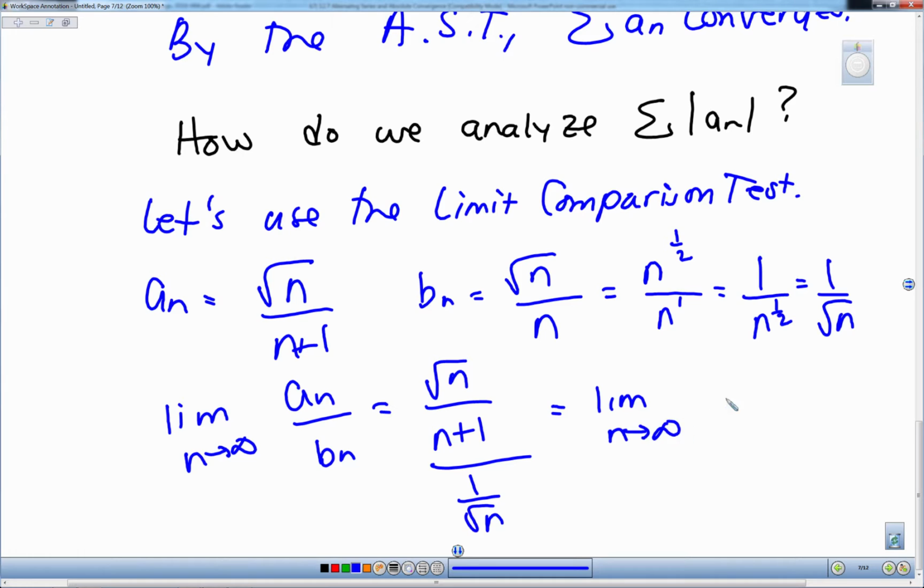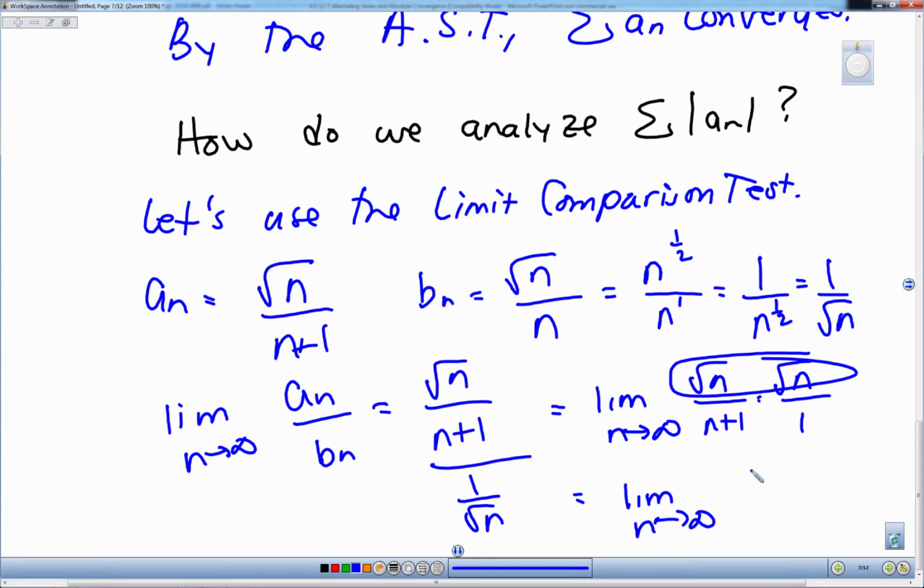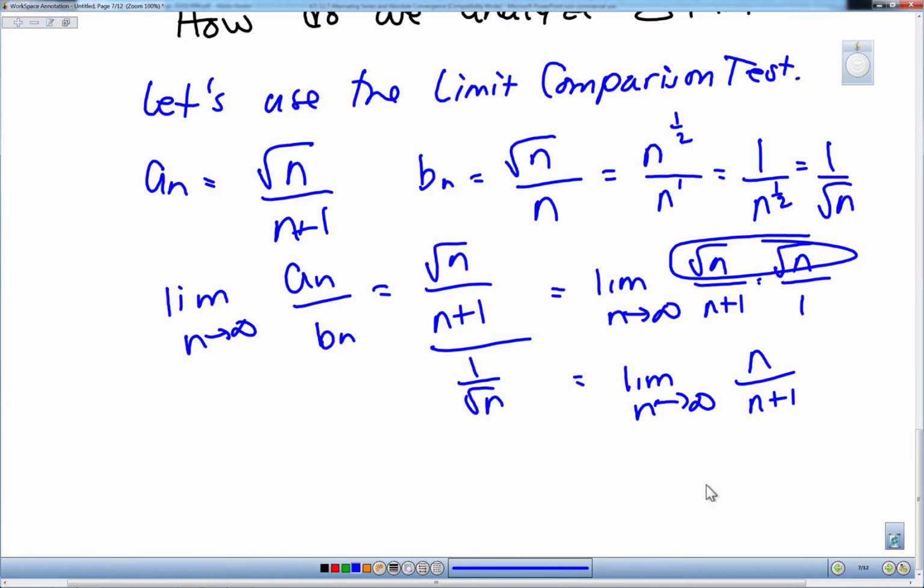Let's simplify that a little bit. If we multiply by the reciprocal, that's just the square root of n over n plus 1 times the square root of n over 1. What's the product of the square root of n times the square root of n? That's just n. And what's the limit of that ratio as n approaches infinity? Exactly. That equals 1.